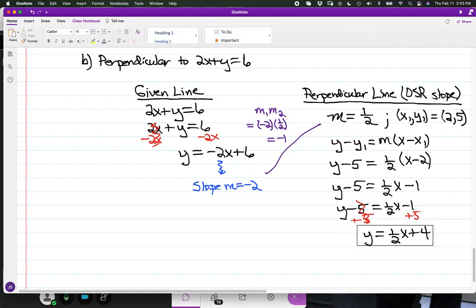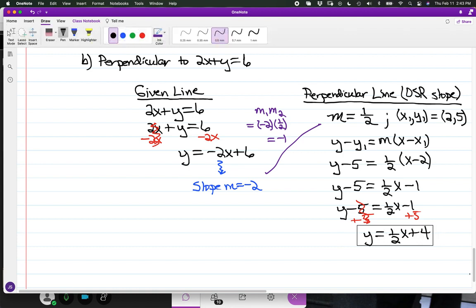So just looking at what we have here, y is at 5, with x at 2, 1/2 of 2 is 1, 1 plus 4 is 5, 5 is equal to 5. So that checks out.